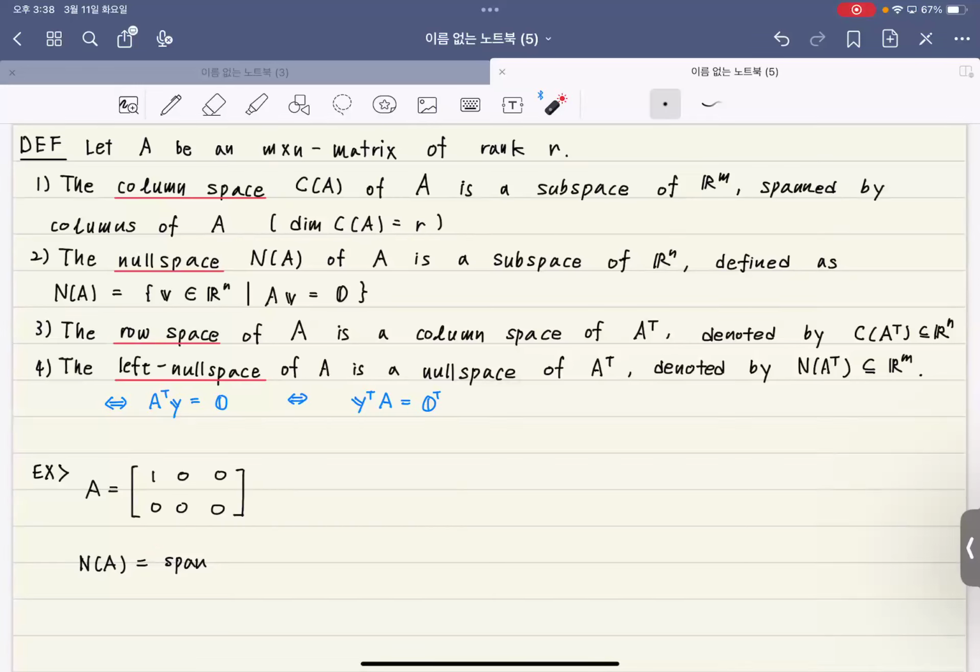Also, the number of columns of this matrix is 3. Therefore, the null space of this one has to be 3 minus 1, which is a 2-dimensional subspace. Okay, so which means I must be able to find 2 basis vectors for this guy.